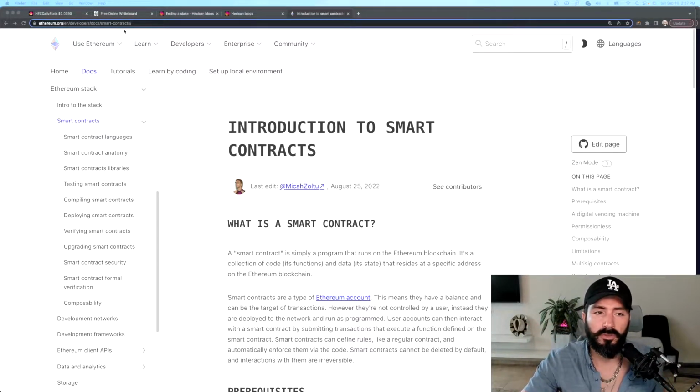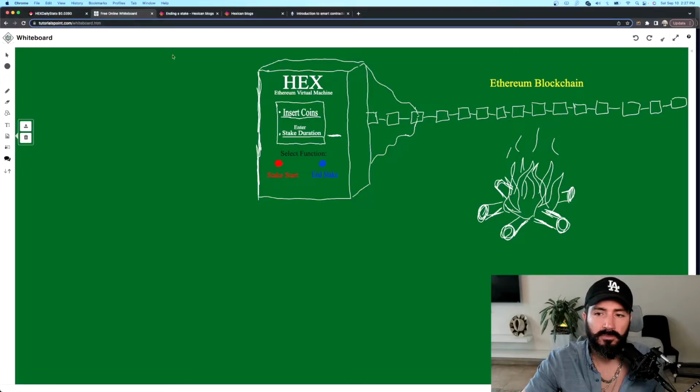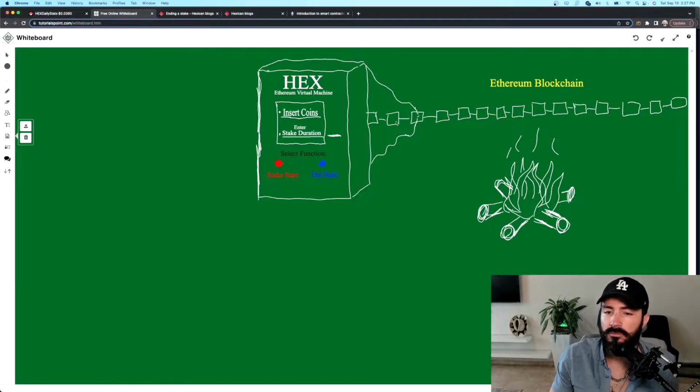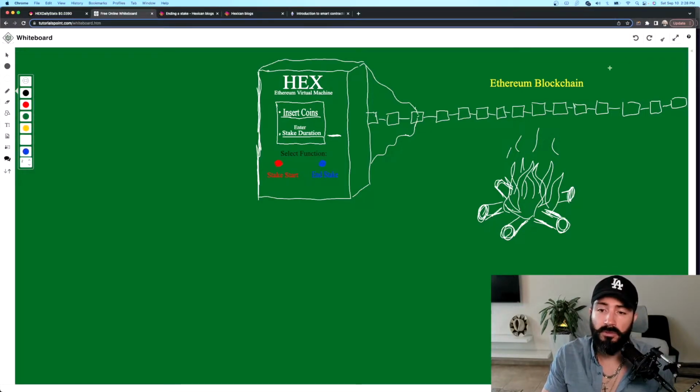And moving back to HEX, this back here is my drawing of a blockchain. So these are the blocks, of course. Each block is a batch of transactions. For Bitcoin, it's 10 minutes. I forget what it is for Ethereum. It's like 12 seconds or something like that.